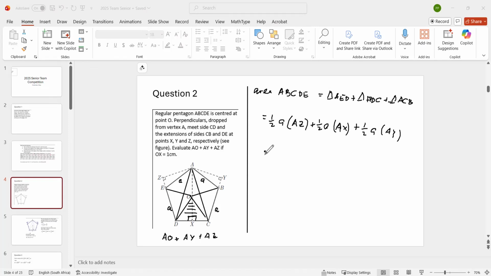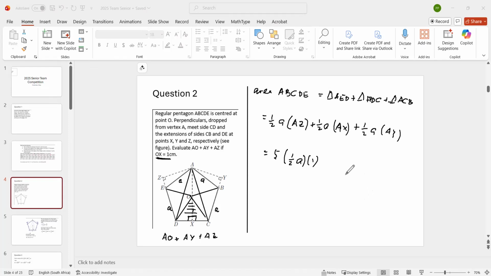So this is equal to 5 times the area of any one of these triangles. And I've just shaded this area of this triangle. Let's take the area of this triangle. This is a half base, that's DC, times the height, OX. But it's given that OX is equal to 1. I should have mentioned this. OX is actually equal to 1. So you have that situation.